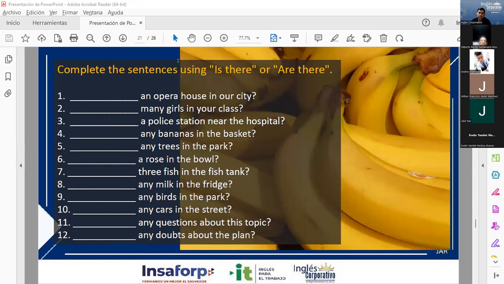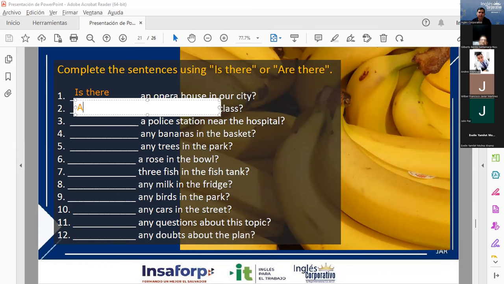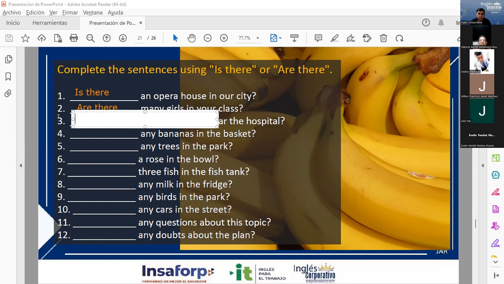Complete the sentence using is there or are there? Is there an opera? Is there the first one? Yes, is there an opera? House or city? Are there many girls in your class? Number three. Is there? Are there? Is there?